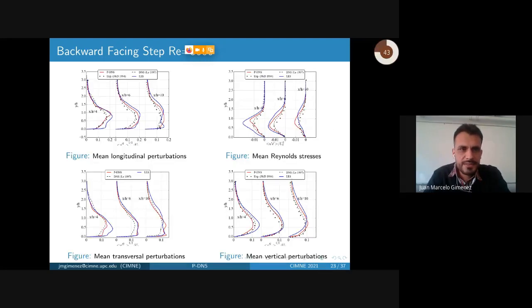If we look at the turbulence quantities, for example, the mean perturbations in the longitudinal, transversal, or vertical directions, the conclusions again are similar. Pseudo-DNS is closer to the DNS or the experimental data than the LES solution.